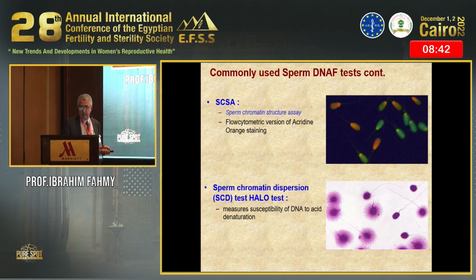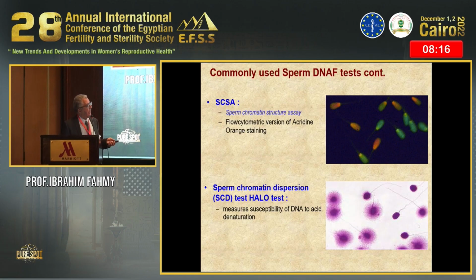The other commonly used sperm DNA fragmentation test is the sperm chromatin structure assay. This is a flow cytometric version of acridine orange. The red sperms are the sperms with DNA fragmentation, and the green sperms are the normal sperms. And the third or fourth one, which is common, is the sperm chromatin dispersion.